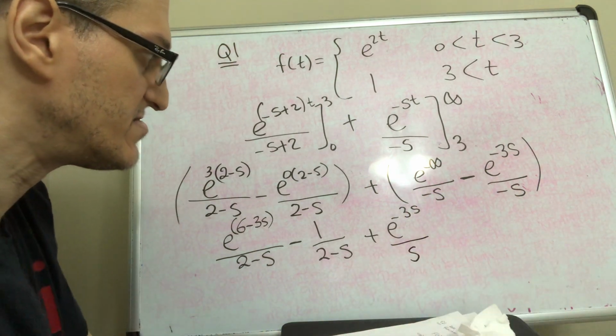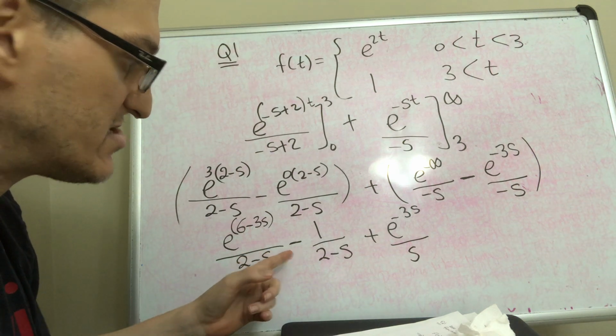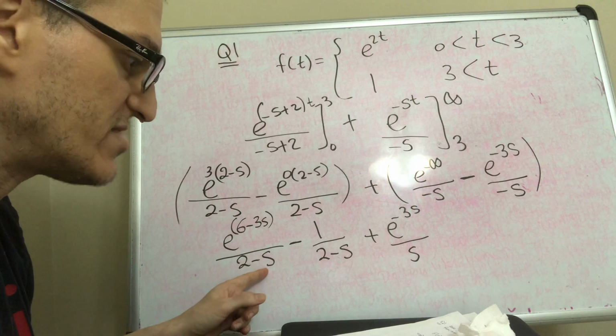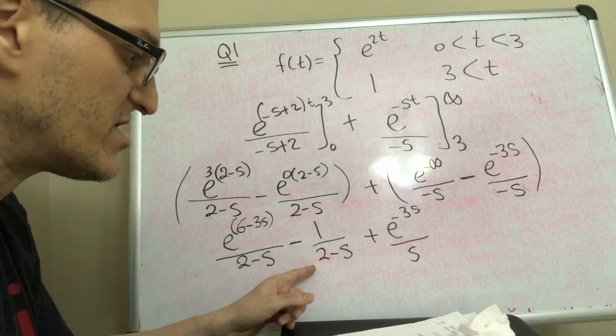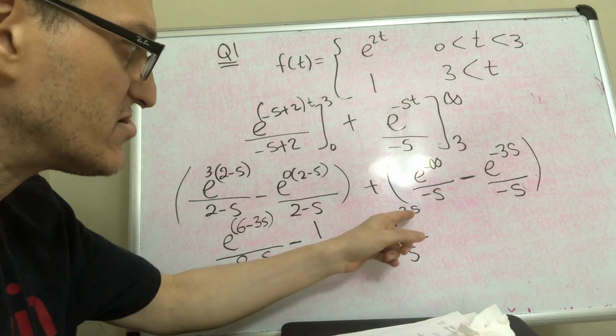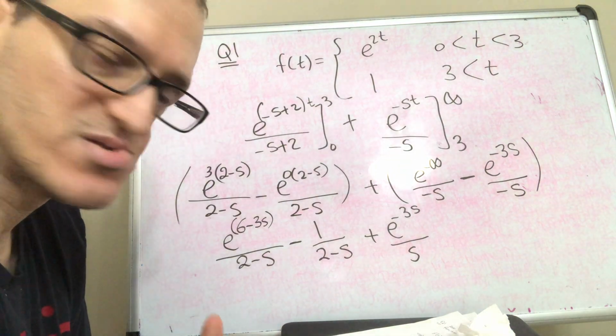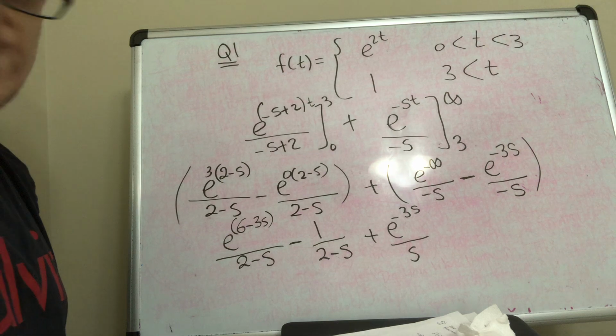So this is here your final answer: e to the 6 minus 3s over 2 minus s, negative 1 over 2 minus s, and e to the minus 3s over s. This is if you're asked to do it using the definition.